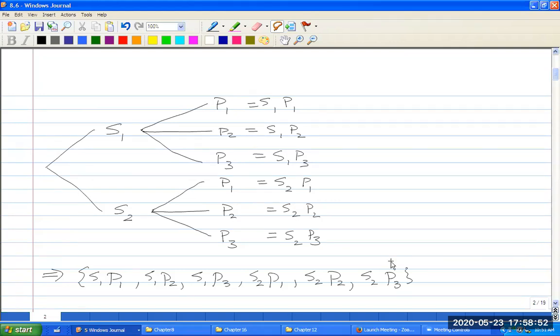Okay, and so there are 1, 2, 3, 4, 5, 6. So it's 3 plus 3, which is 2 times 3. So that's the m times n differing ways.